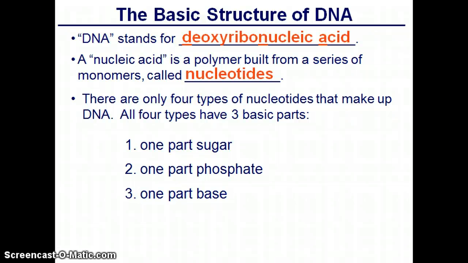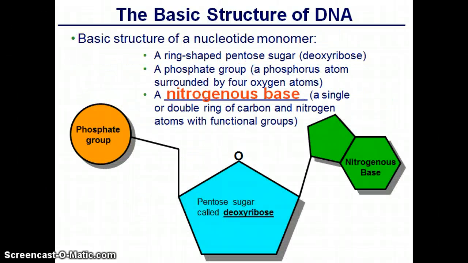DNA stands for deoxyribonucleic acid. The nucleic acid is a polymer, so that's units that are put together, many units, and the units are the nucleotides. That's the monomer. There are only 4 types of nucleotides that make up the DNA, and all of the nucleotides have the same 3 parts. You've got the sugar, the phosphate, and one base.